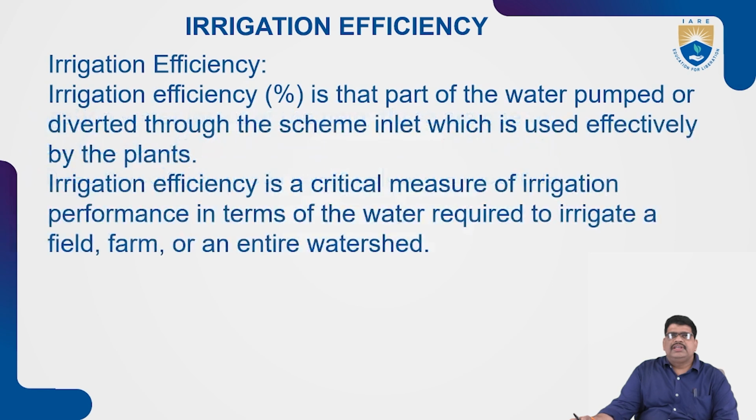Next, we go to irrigation efficiency. What is meant by irrigation efficiency? Irrigation efficiency is the percentage of the water that is pumped or delivered through the scheme inlet and used efficiently by the plants. It is a critical measure of irrigation performance in terms of the water required to irrigate a field, a farm, and an entire watershed.